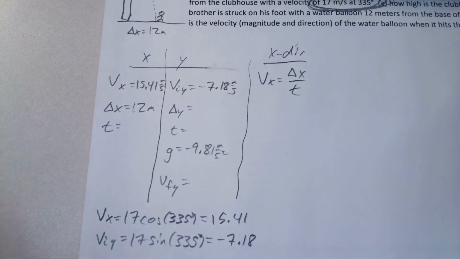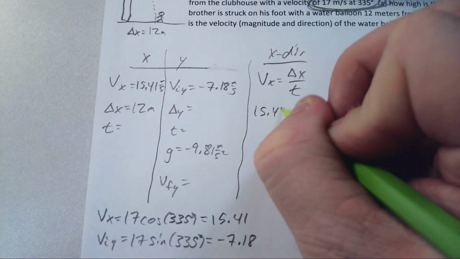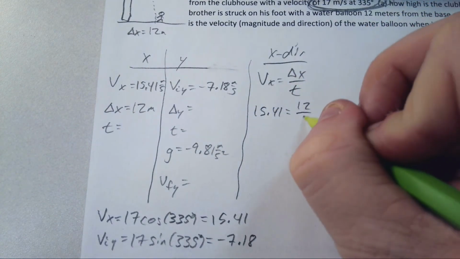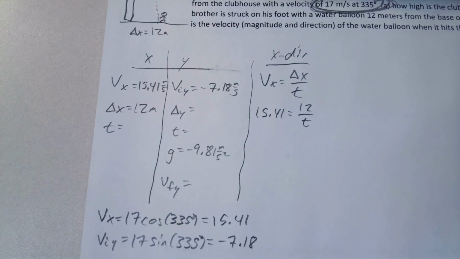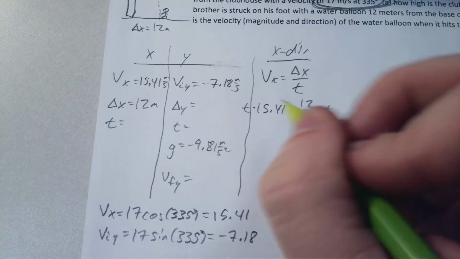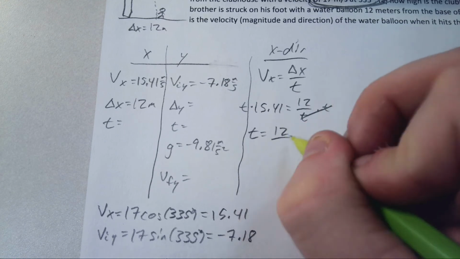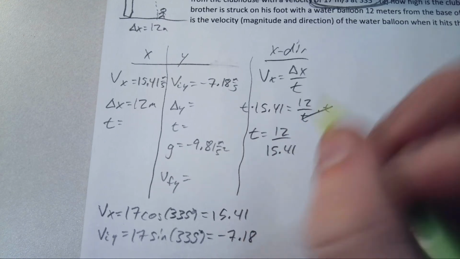Now be careful with this algebra. Like I said, it's not difficult, but I do see it often missed. So it's not 15.41 divided by 12. Multiply time to both sides, divide by 15.41. So time is 12 divided by 15.41.